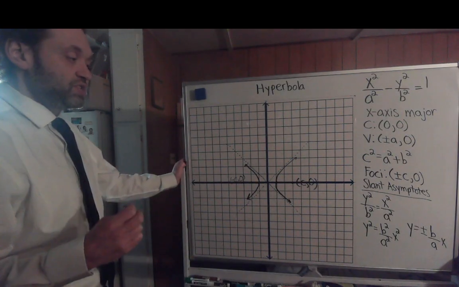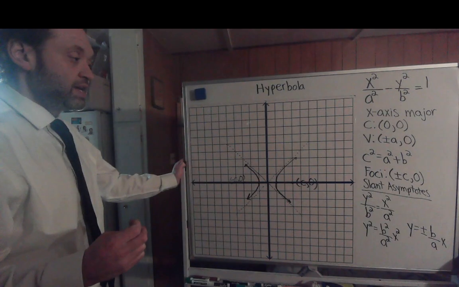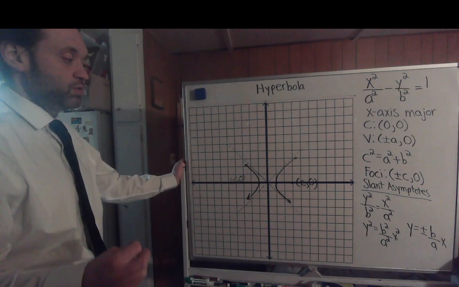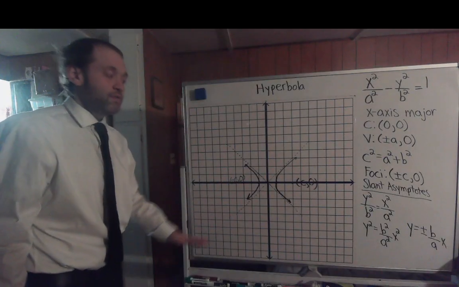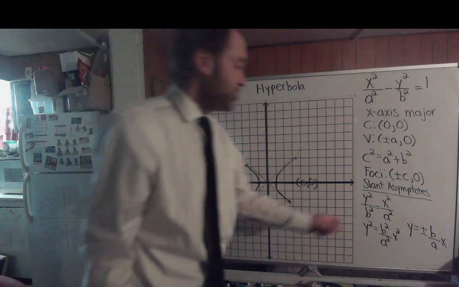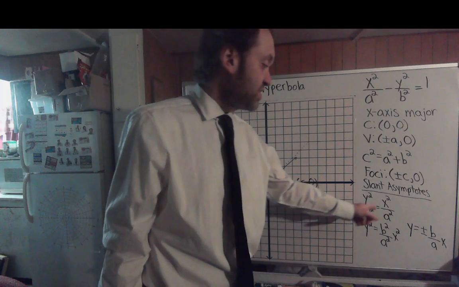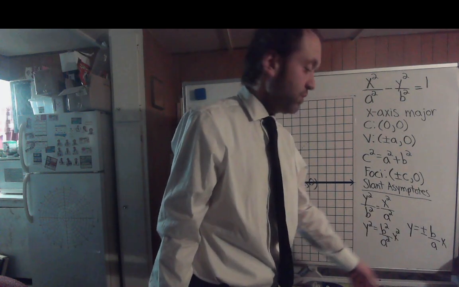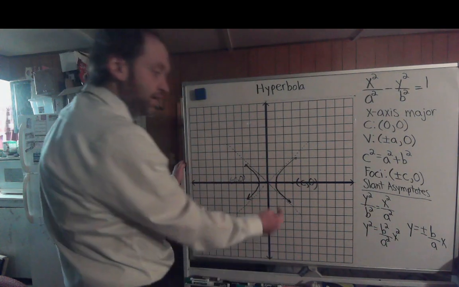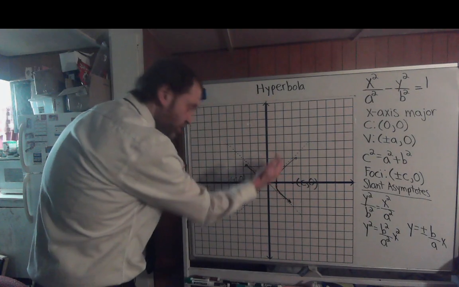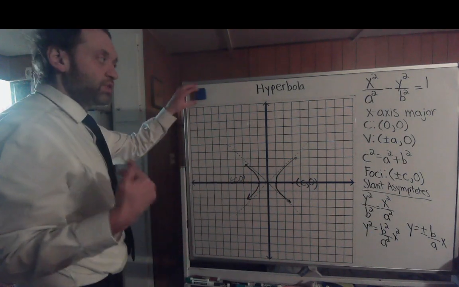And then something else to consider for hyperbolas: you're going to have two slant asymptotes. What those do is guide the shape of your curve. So if the x-axis is the major axis, you could take that y squared over b squared, set it equal to x squared over a squared, and then solve for y. You'll get y equals plus and minus b over a times x. The asymptotes will travel through the center, and those asymptotes serve to guide your curves. So that's what those do.